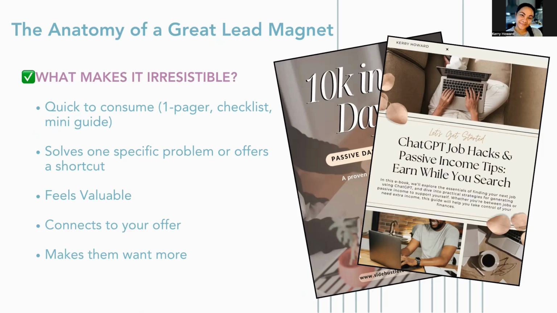The next one is you want it to solve a specific problem, one single problem, not everything. I know naturally in our human nature, that's what we want to do. We want to solve it all for them. But just think about one clear thing. So you don't want to show them how to build an entire business. You want to hone it into maybe 3 specific ways to make money online that they can start this week.